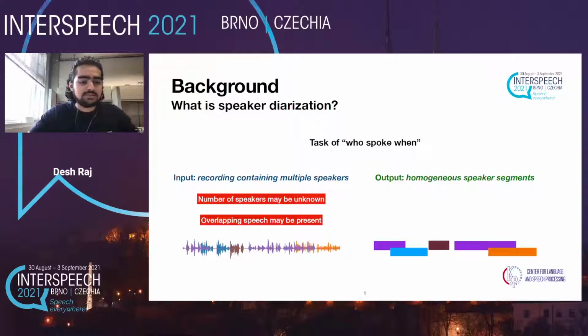The task is made quite difficult by the fact that the number of speakers in the recording is not usually known beforehand. And also the recording itself may contain overlapping speech, noise, reverberations, and all that stuff.